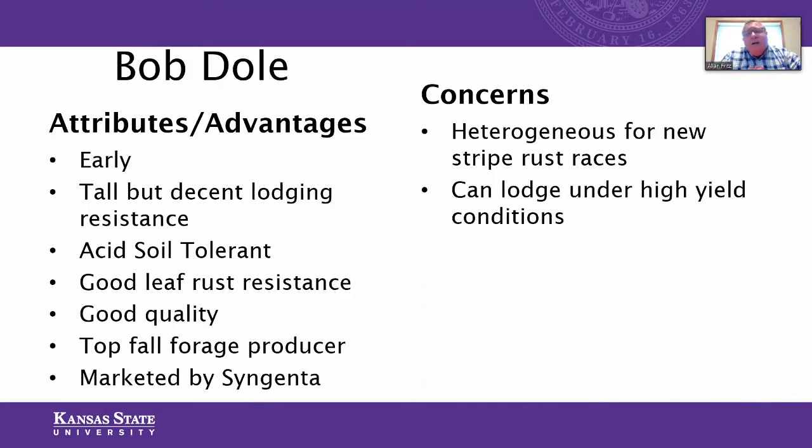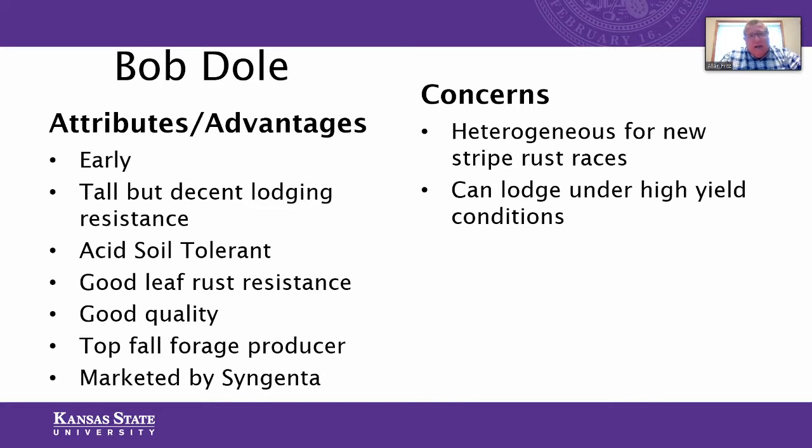The next one I'm going to talk about, the first two are marketed through the Kansas Wheat Alliance. This one is actually marketed through Syngenta, though it is a release from our program. It's Bob Dole. The attribute of Bob Dole is it's early. That's going to hurt it some this year. It got dinged in the freezes, where the freezes were an important part of the cropping cycle. But that early maturity can also sometimes be an advantage.